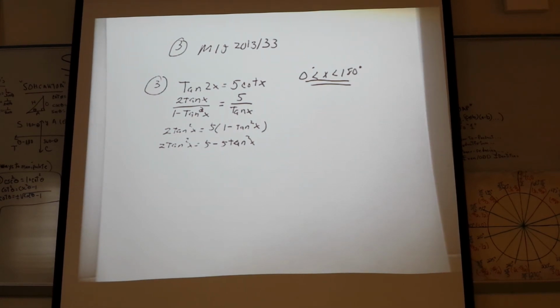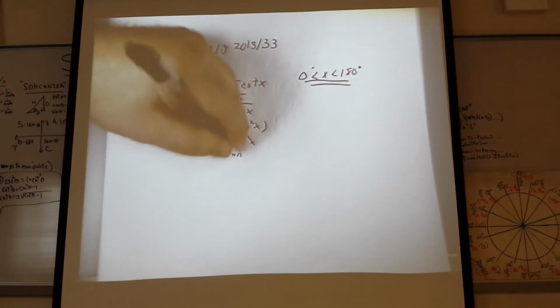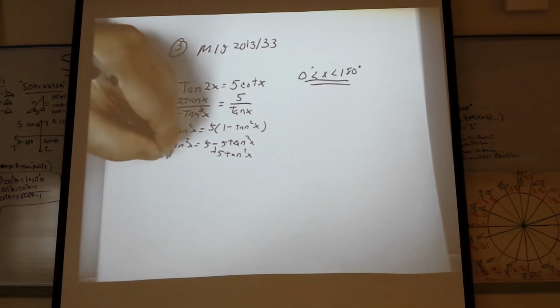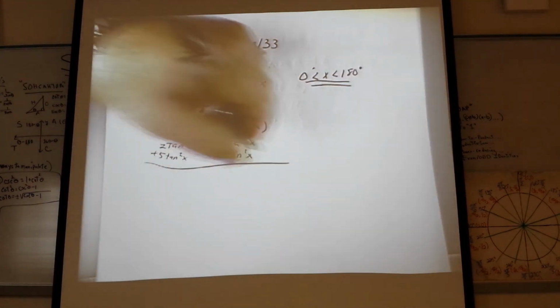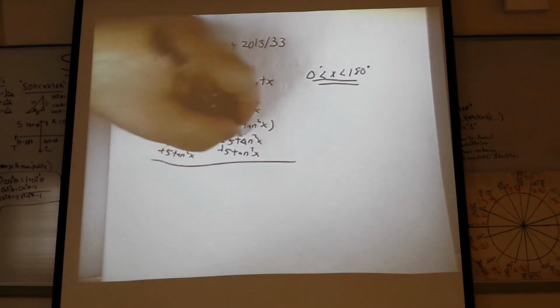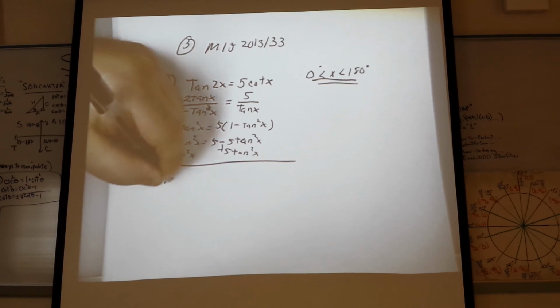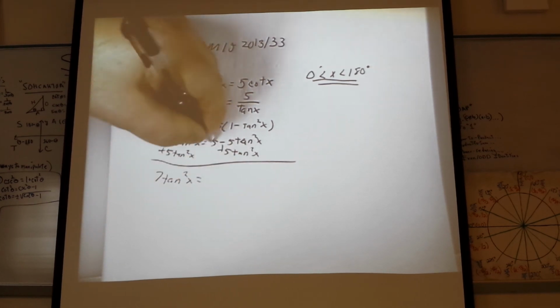Now I like to get my tan squareds together. So I'm going to... yep, she already did it. 7 tan squared x equals 5. And then I move the 5 over, okay? Or I don't have to, right? You can make it equal 5. So I got 7 tan squared x equals 5, right?